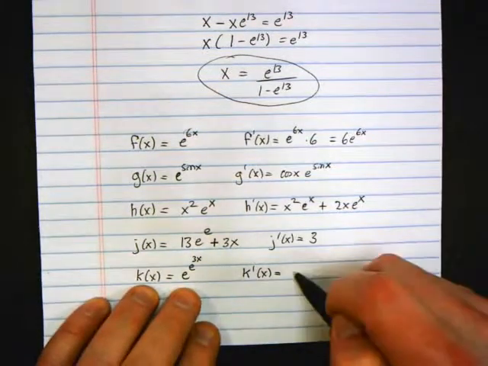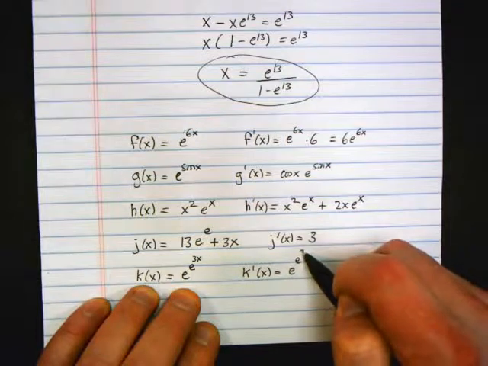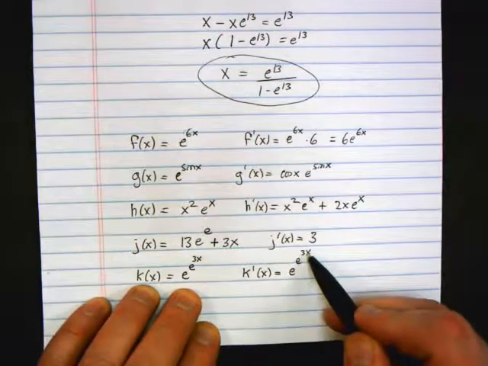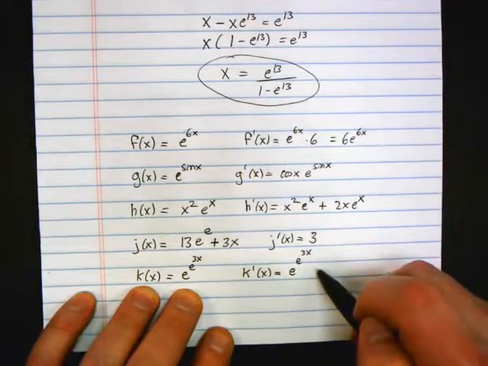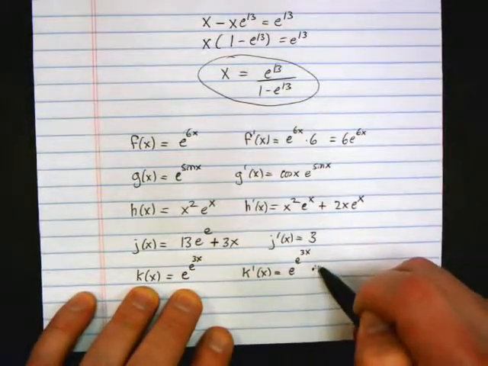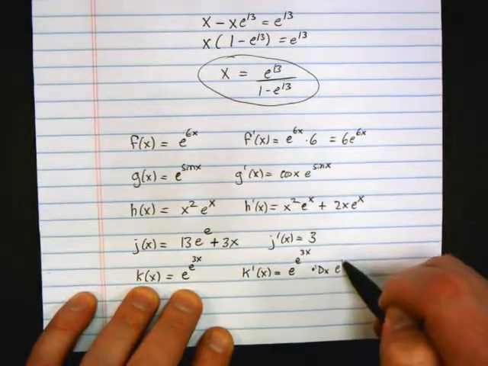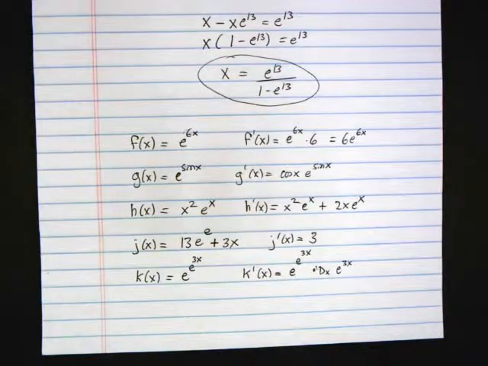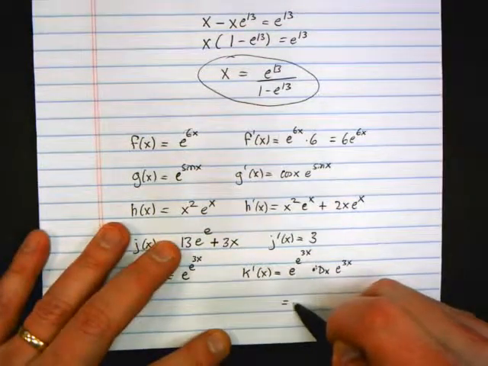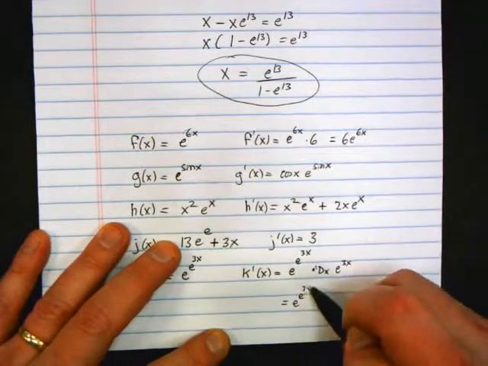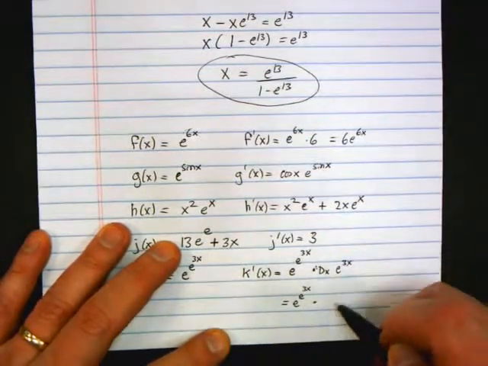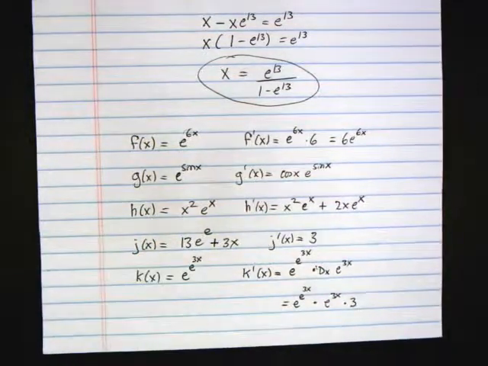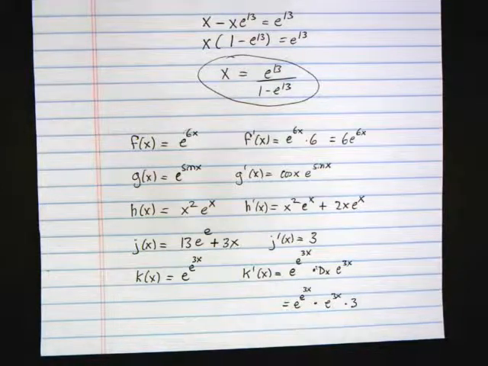So I'm going to have e raised to the e to the 3x. But then I have to take the derivative of the power. So then I need to multiply by the derivative of the power, which is e to the 3x times 3. So our final answer is e to the e to the 3x times, you told me the derivative of e to the 3x was e to the 3x times the derivative of 3x, that's 3. So that's a double chain rule problem.